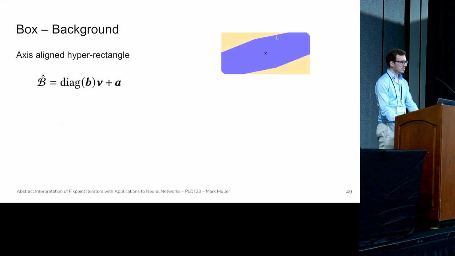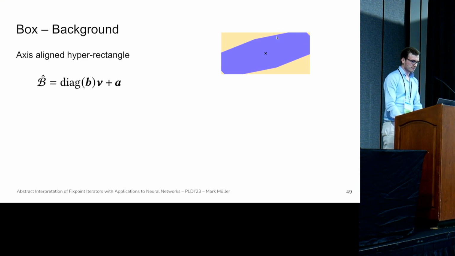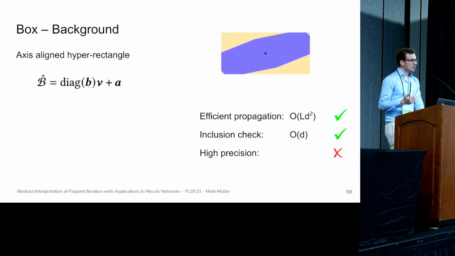A much simpler domain is the box domain, which corresponds to simply axis-aligned hyperrectangles or dimension-wise intervals, which can also be written as a Zonotope with a diagonal error matrix. We illustrate an example that is the smallest box which over-approximates our blue Zonotope in the upper right-hand corner. While it enables very efficient propagation and containment checks, it does not support sufficiently high precision to actually verify any of the properties that we're interested in.